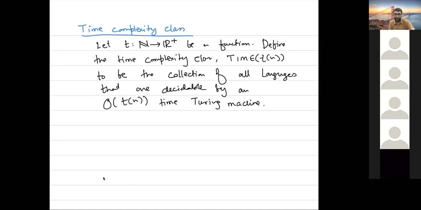Is this clear? So in this class, we would include all such languages which can be decided by a Turing machine that runs in time of T of n. Okay, and based on this, we have our first result.